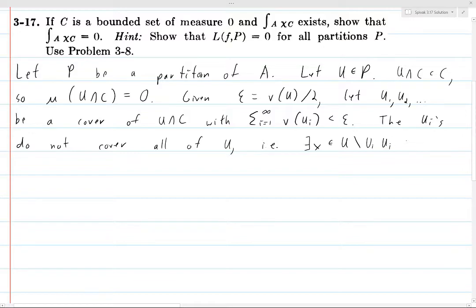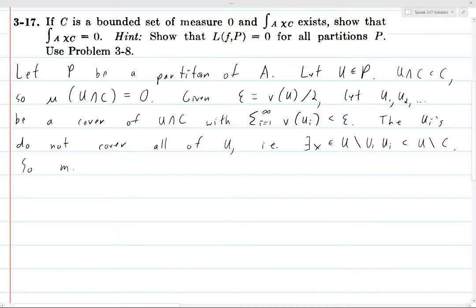And this, of course, is a subset of U set minus C, because the union of the Ui's contains C. So if you take U and you remove all of the Ui's, then you're certainly removing C. Okay, so there's an element x which is in U but not in C.